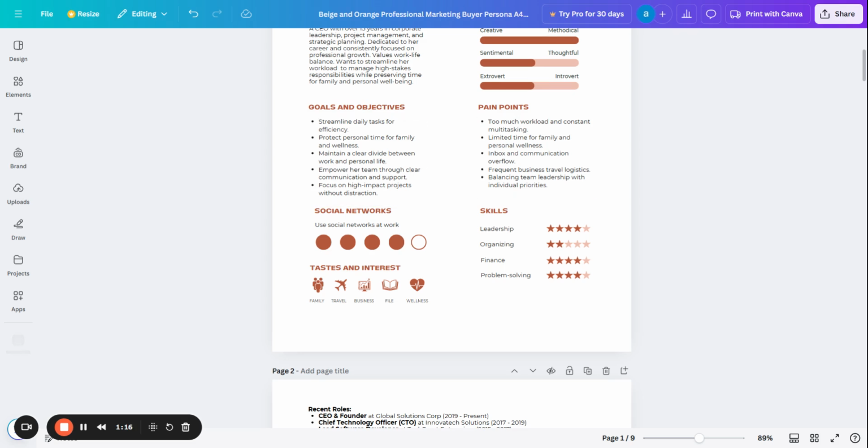Meanwhile, in this part, this helps me identify the things that need immediate attention and what is more important, like streamline daily tasks, protect personal time, maintain a clear division between work and personal life, and many more. This allows me to create a well-informed strategy to address your needs efficiently and effectively.